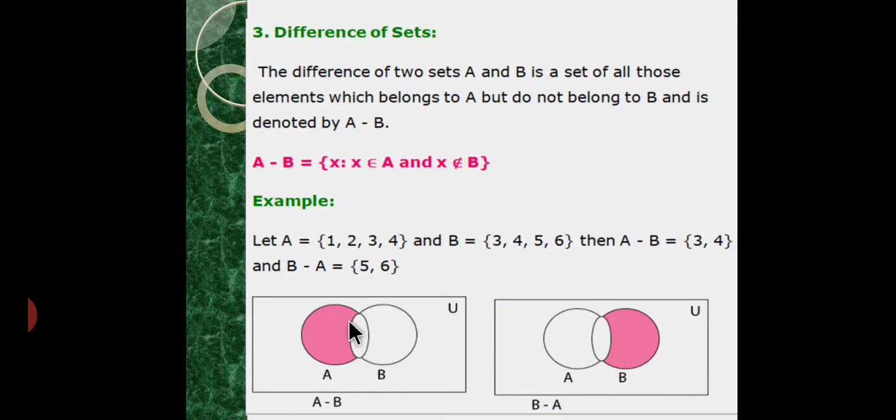In the Venn diagram, this set represents A, this set represents B, and this is the universal set. Here we remove the common elements of B from A, so it is represented like this. For B minus A, we remove the elements of A from B, the common part of A. So this is B minus A and this is A minus B: the difference of A and B, and of B and A.